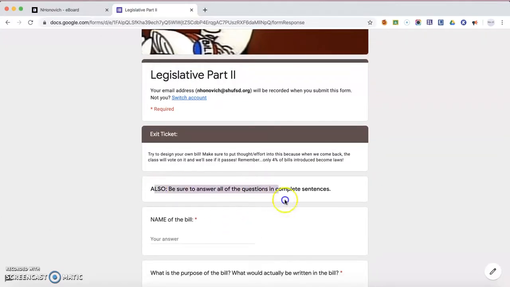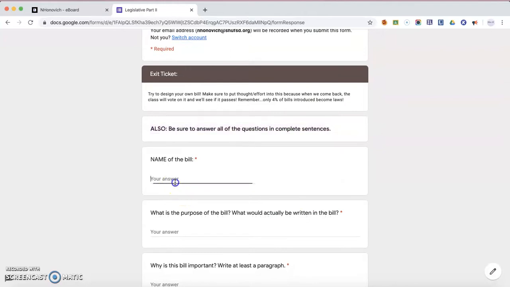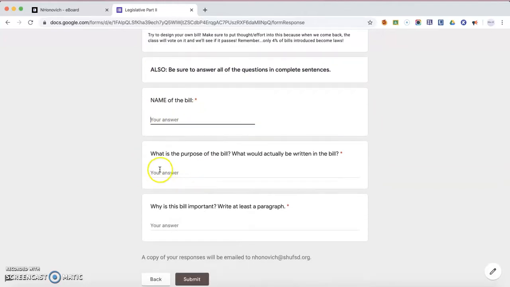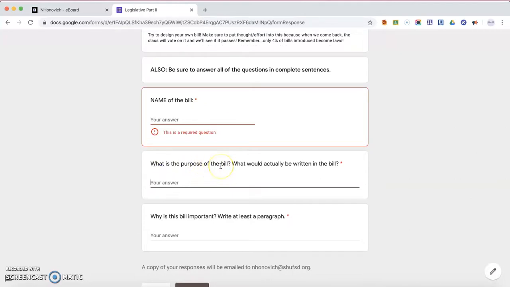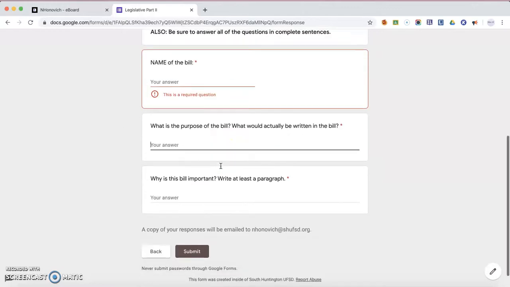So please write everything in complete sentences so I can give you complete and full credit for your responses. You are going to come up with a name for your bill. You are going to explain the purpose of the bill, like what's actually written in it. And then finally, you're going to write at least one paragraph talking about why you think this bill is so important. Why is it necessary for American society? The world is yours here. There are no limits. It can be about any topic.